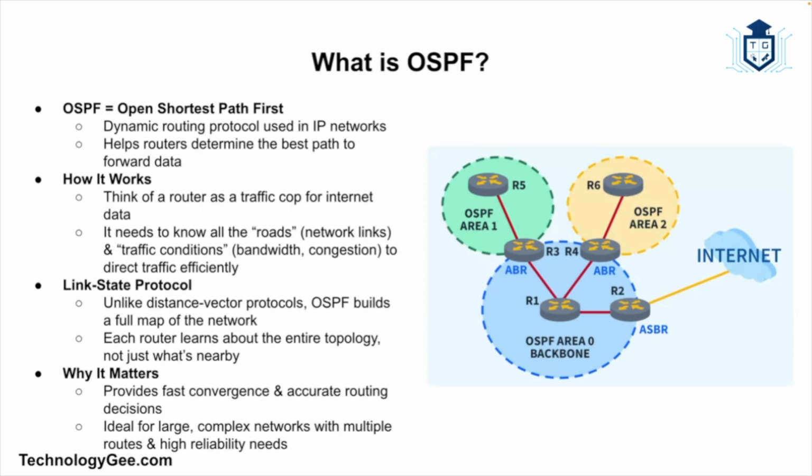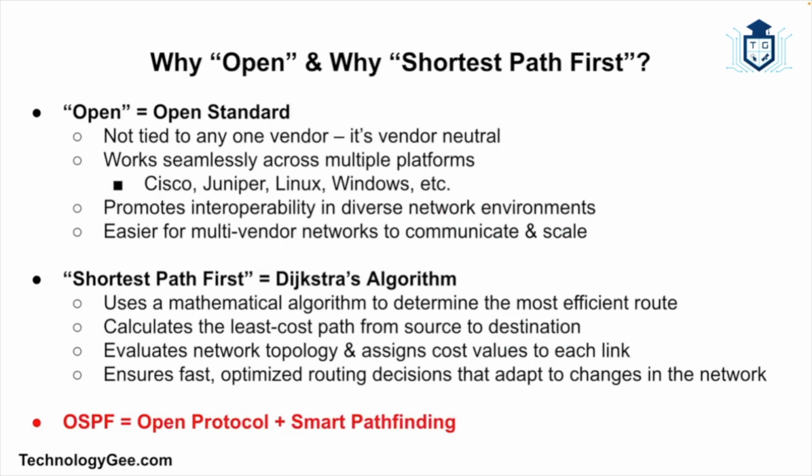So OSPF is a link state routing protocol. It basically uses a map of the entire network to figure out the shortest, fastest path from point A to point B. All right, so exactly why is it open, and why does it use shortest path first?